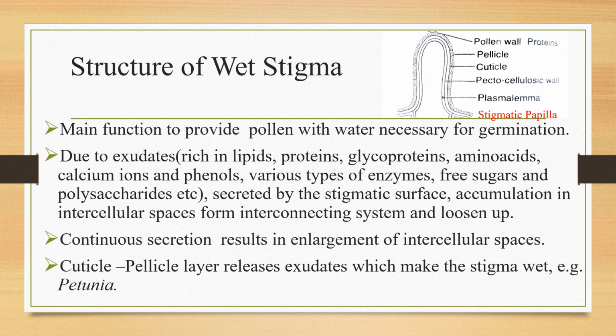Now let us first talk about the structure of wet stigma. Main function is to provide pollen with water necessary for germination. Due to exudates rich in lipids, proteins, glycoproteins, amino acids, various types of enzymes, free sugars, phenols, polysaccharides, secreted by the stigmatic surface, accumulation in interspaces forms interconnected systems and loosens up. Continuous secretion results in enlargement of intercellular spaces. The cuticle pellicle layer releases exudates which make the stigma wet. For example, Petunia.